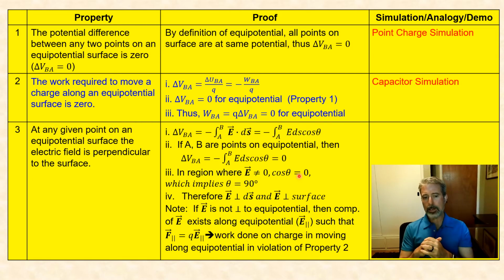So that's another way to think about why, at any point on the equipotential surface, the electric field must be perpendicular to the surface at that point. And again, to illustrate this, we'll take a look at the simulation on the next slide, involving the parallel plate capacitor.